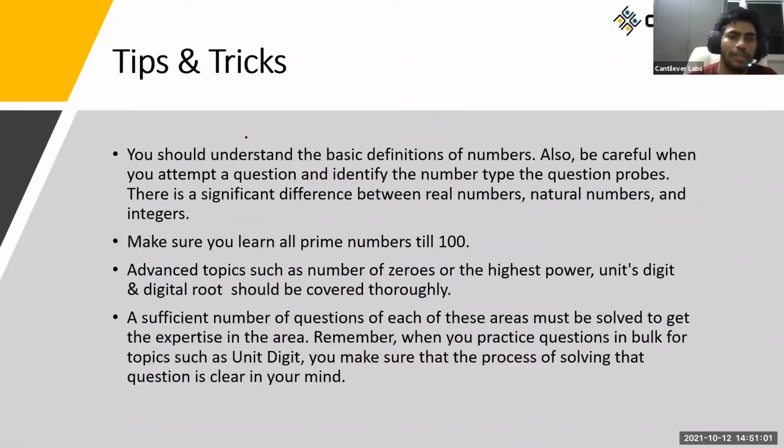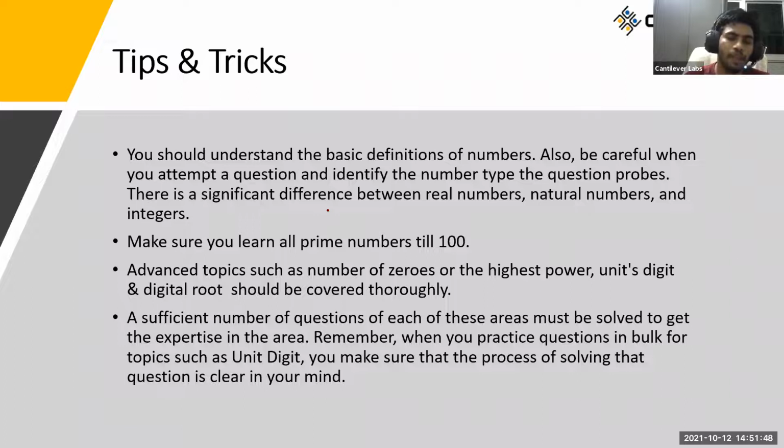Now moving on to tips and tricks which you should follow while answering questions from number system. Just get the basic understanding of numbers and always be careful when you attempt a question and identify the type of question the question probes. There is significant difference between real numbers, natural numbers, and integers. Always remember that natural numbers are the numbers starting from 1 up to infinity. Then whole numbers is a set which includes 0. The integers is a superset of that which includes negative numbers as well. And all of these taken together form rational numbers or real numbers. Irrational numbers are not real numbers since they cannot be in p by q form.